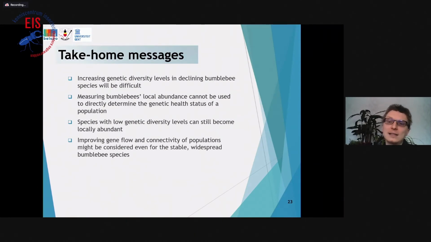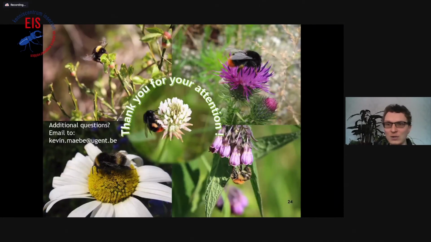Although there is still a high genetic diversity present within populations of the more stable species, changing landscapes due to human, environmental, or climatic changes may further limit the gene flow between populations of these common species over time, and thus conservation strategies must also be taken to keep the gene flow and connectivity of even these stable species in check. So this was my presentation.